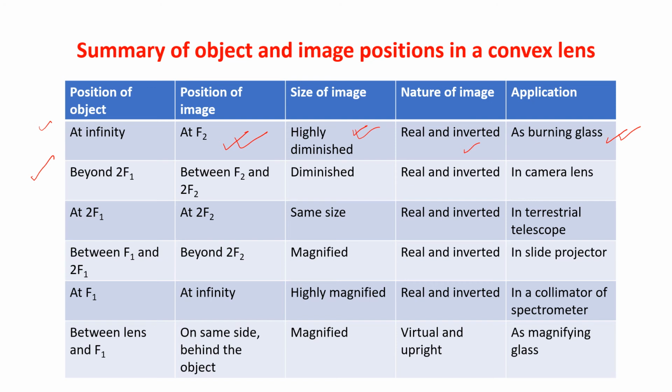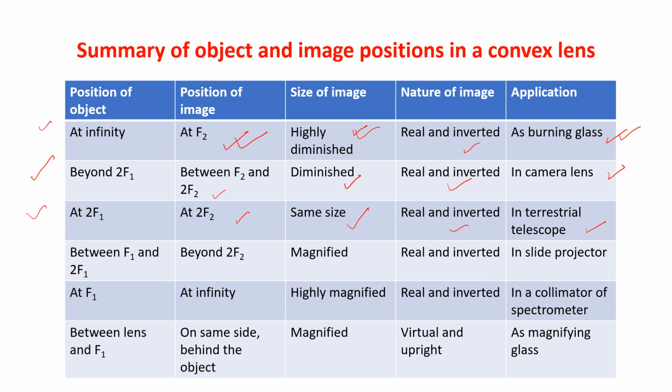If the object is beyond 2f1, the position of the image is in between f2 and 2f2. Size is diminished. Nature is real and inverted. Application is in camera lens. If the object is at 2f1, the position of the image is also at 2f2. The size of the image and the object will be the same. The nature of the image is real and inverted, and it is used in a terrestrial telescope.